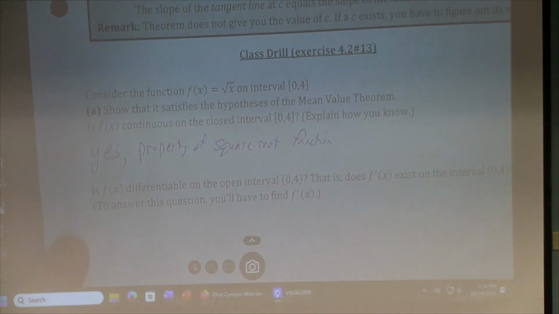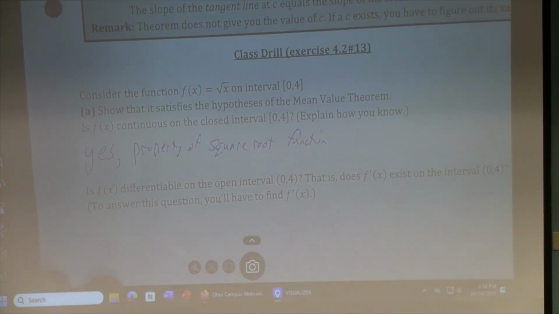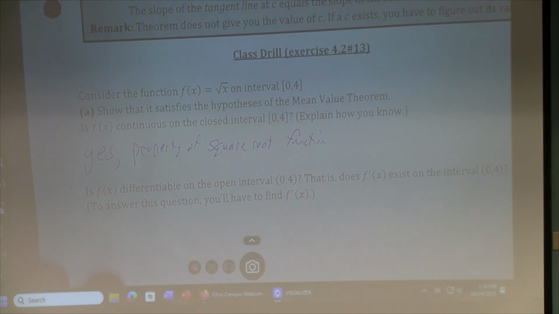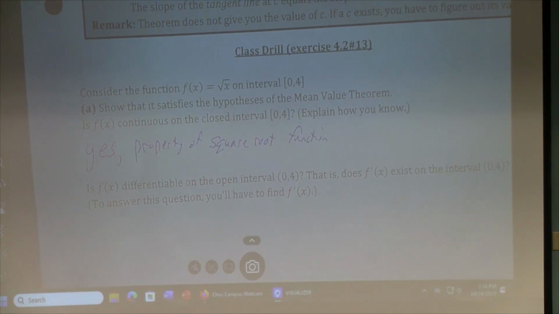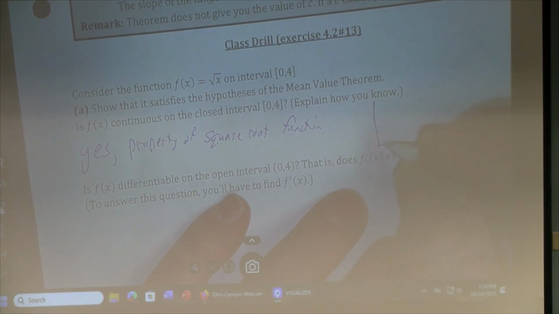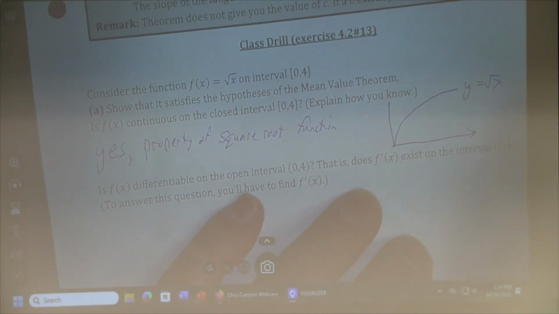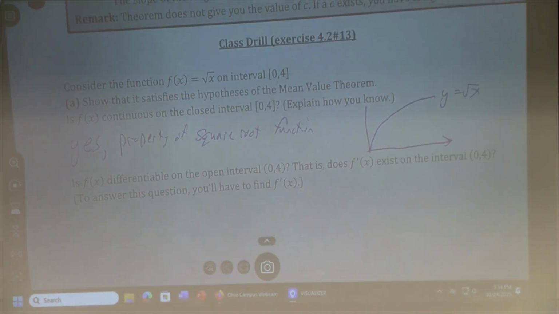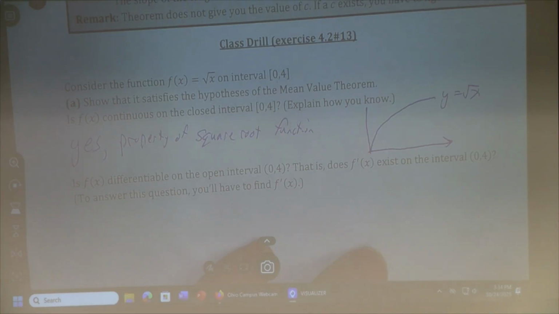But really a nicer explanation than just saying this is something I memorized is to make a graph, which would really convince the buyer. So here's the graph of y equals square root of x. Notice there are no breaks, no jumps, no holes.